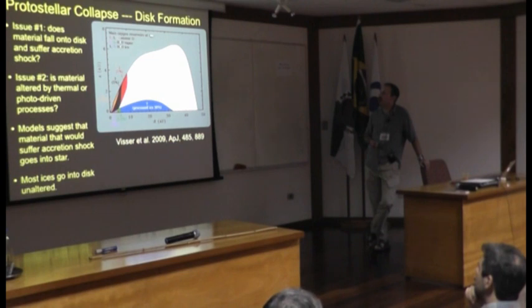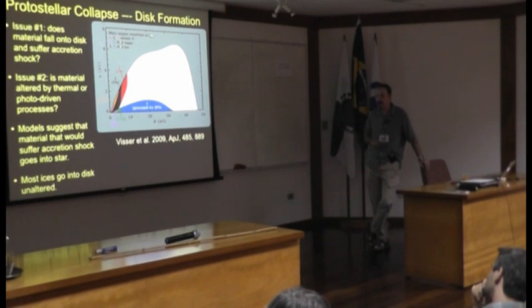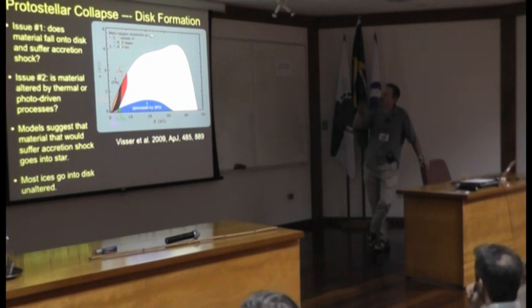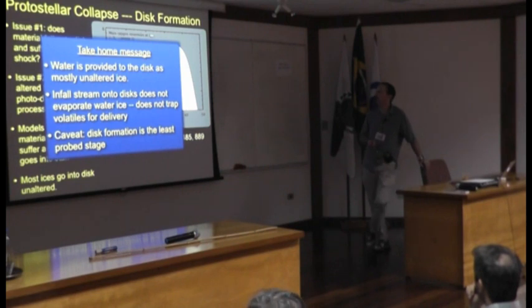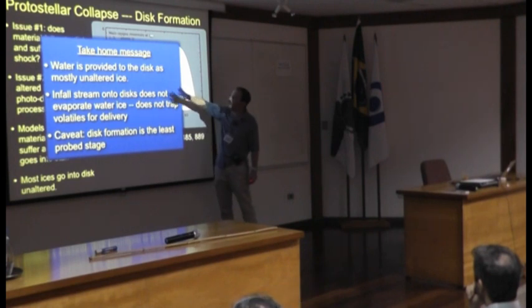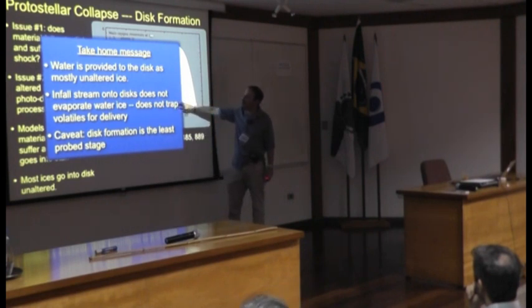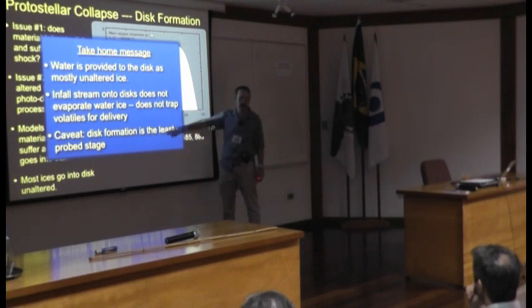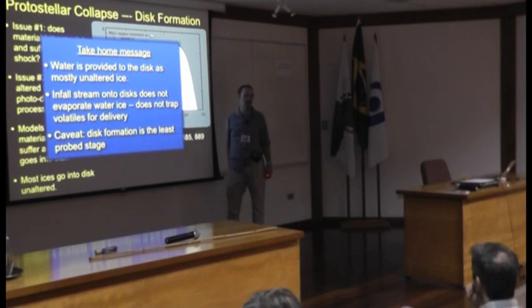If there was an accretion shock, and it's happening all the time, because infall is happening all the time, you should see very abundant water vapor, and we don't. Now the thing that operates counter to that is that if you put the water in the gas, it could very rapidly refreeze onto the grains. So it does depend upon timing. All right, so water is provided to the disk mostly as unaltered ice. We don't think that you get significant evaporation, but this is the least probed stage. But ALMA, as I showed you, can do this, and we're going to know this answer within the next few years.